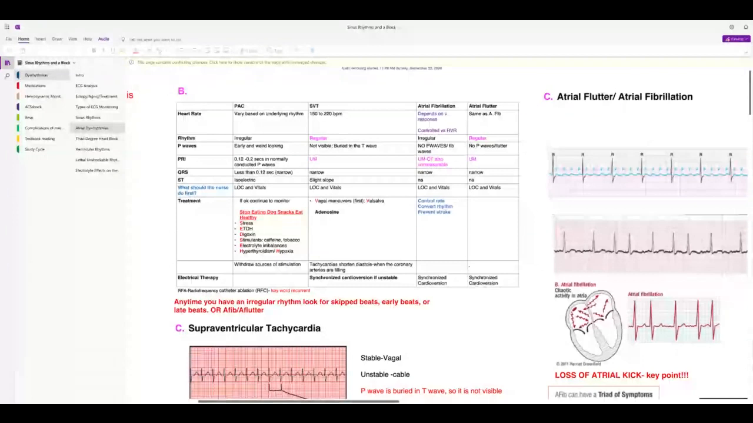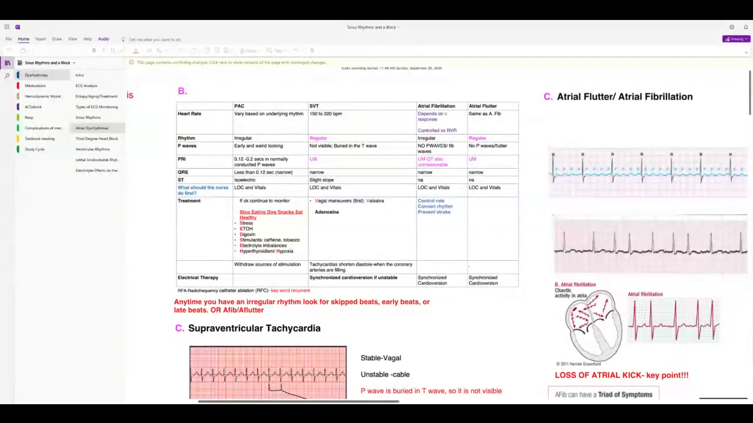Now with SVT, you definitely have to know this rhythm and how to recognize it, how to treat it. It's highly tested. Okay, so this is a regular rhythm. Heart rate is going to be greater than 150. Remember, it's going to have a narrow QRS. You will not see a P wave. It'll be buried in a T wave because the rhythm's so fast. So you cannot measure a PR interval.